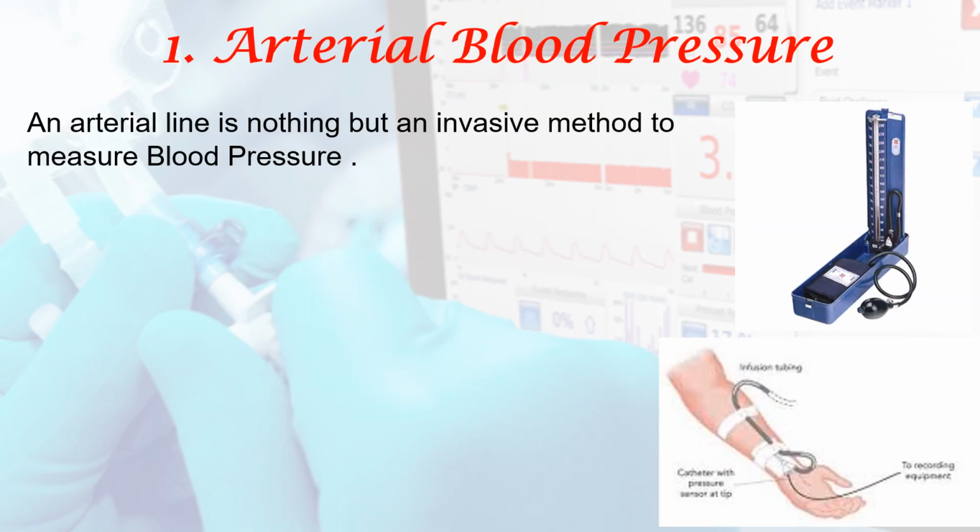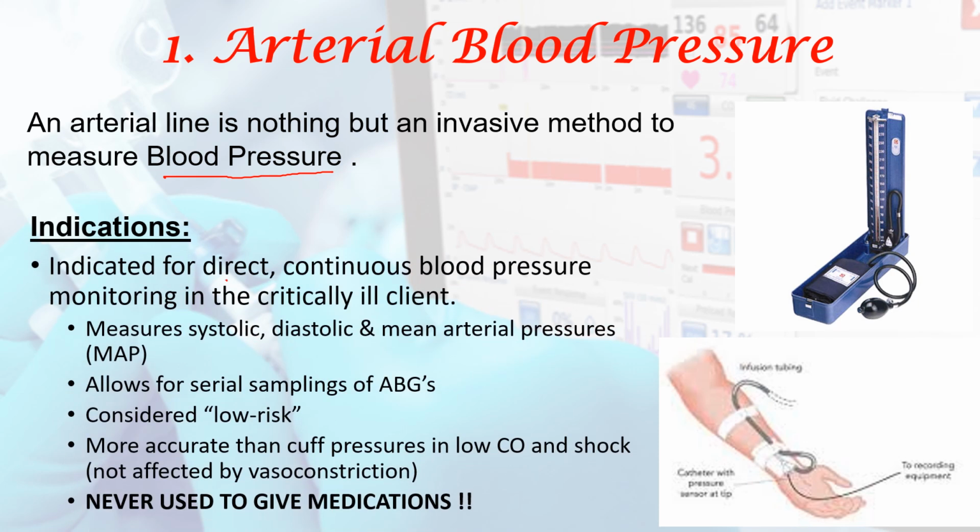We see the details. An arterial line is nothing but an invasive method to measure the blood pressure, that is intra-arterial blood pressure. The indications are: it is indicated for direct continuous blood pressure monitoring in critically ill patients. Especially we measure systolic, diastolic and mean arterial pressure, it allows for serial sampling of ABGs, and it is considered low risk and more accurate than cuff pressure in low cardiac output and patients with shock. Never used to give medication. These are the situations in which we use intra-arterial blood pressure monitoring.